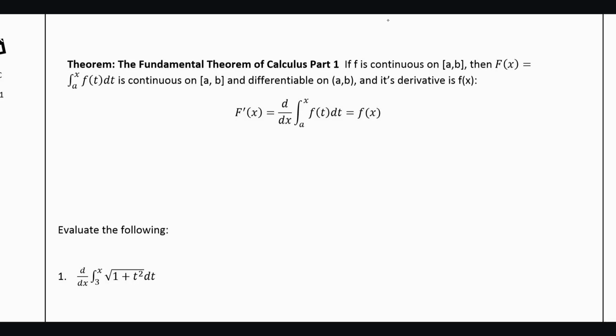It says if f is continuous on a to b, then we're creating this new function where we say big F is equal to the integral from a to x of f of t dt. That means if you want to plug in x, you're going to plug in a number there and actually do that integral. It's continuous on a to b and differentiable on a to b, and its derivative is f of x. Then the derivative of big F is equal to the derivative of this integral, which is just f of x, just plugging x into here.